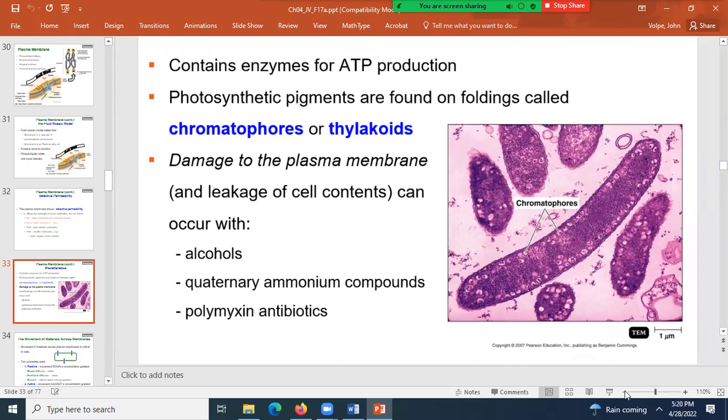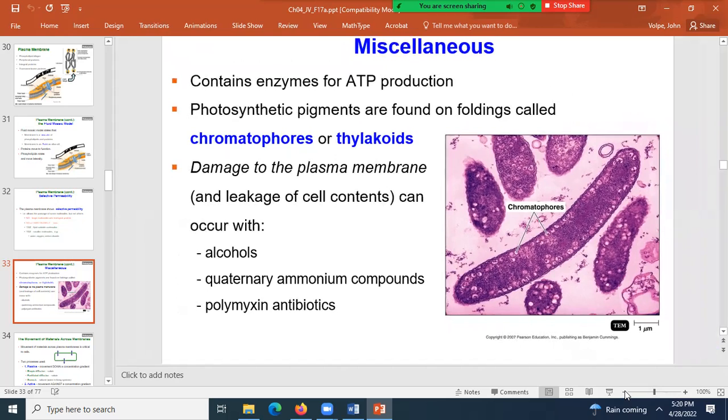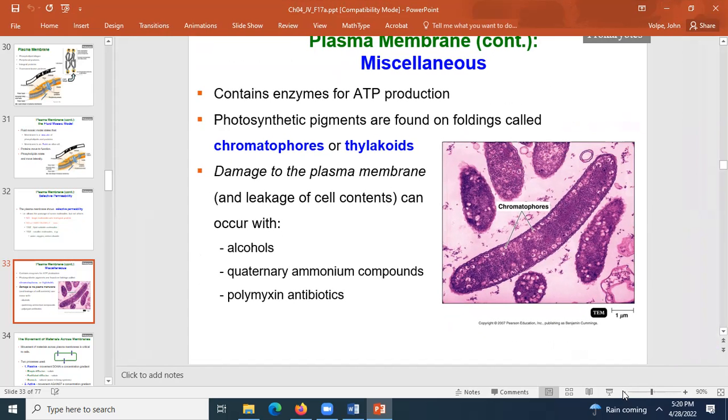Do we need to identify those? You don't need to identify those, but you should know that the plasma membrane of prokaryotes has the enzymes for ATP production. And then in the photosynthetic prokaryotes, this is where the pigments are, as well as the enzymes for at least beginning photosynthesis. Thank you. Okay.